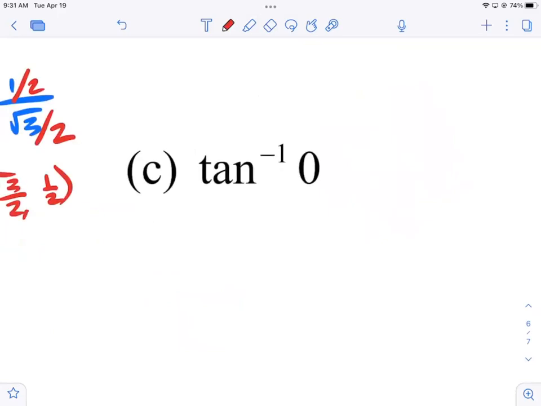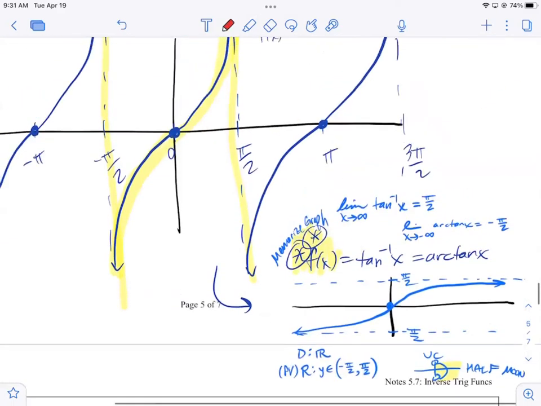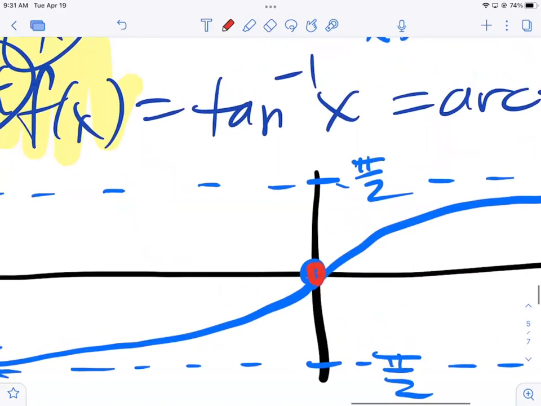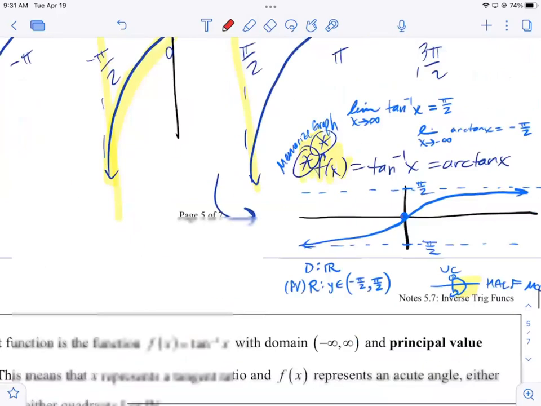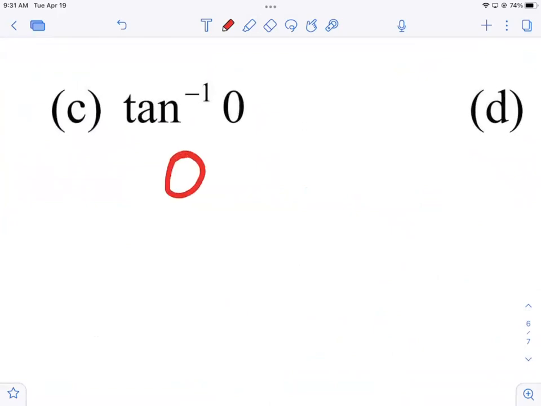Tangent of what angle is 0? This one's easy to remember if you just remember what the graph of inverse tangent looks like. It passes through the origin just like tangent itself does, right? So guess what? It is also 0. Tangent of 0 radians is 0. So inverse tangent of 0 is 0 radians.